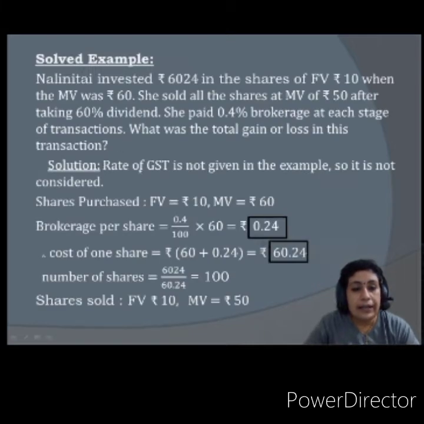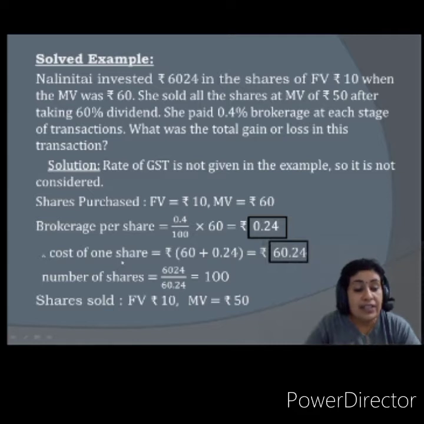See, the rate of GST is not given in this example, so it is not considered. This is what is given in your textbook, so we are not going to consider that, okay? Now the shares purchased had face value 10 and market value 60. While purchasing she has to pay brokerage. Brokerage is always calculated on market value. So brokerage of 0.4%, that is 0.4 upon 100 into market value 60, is rupees 0.24.